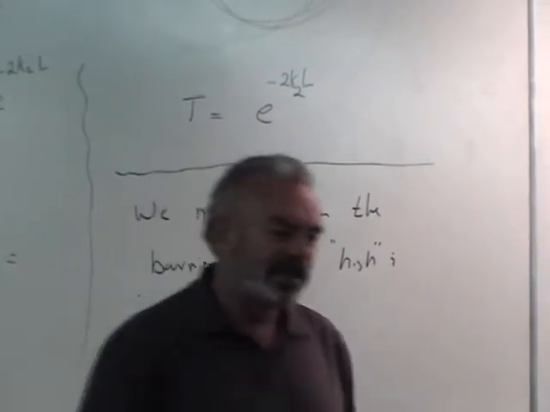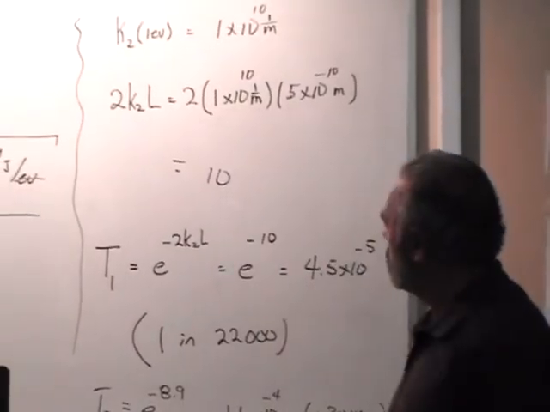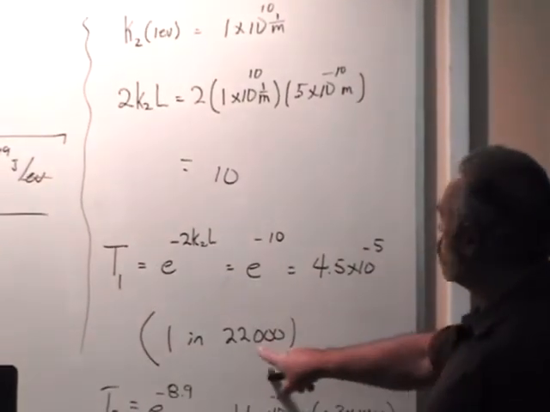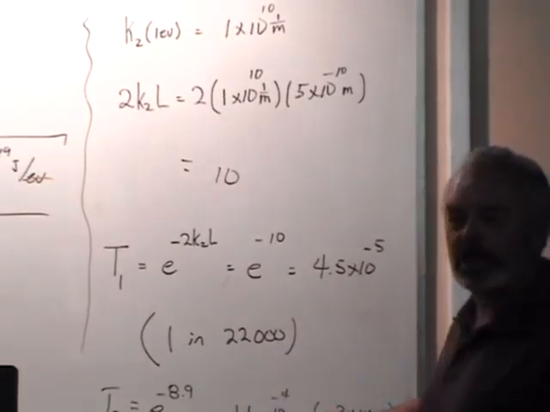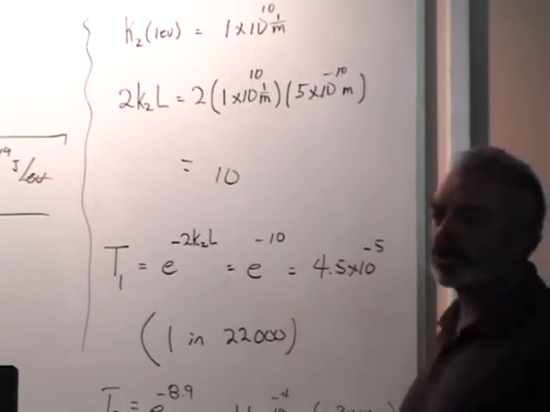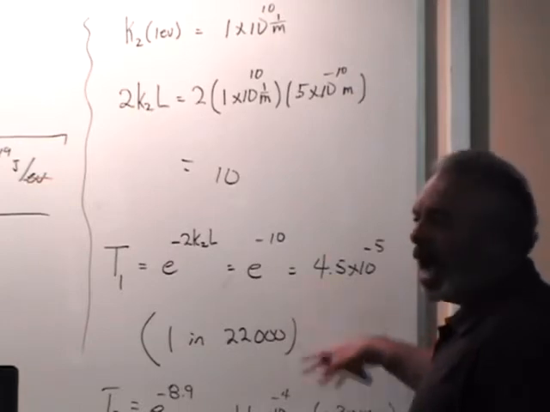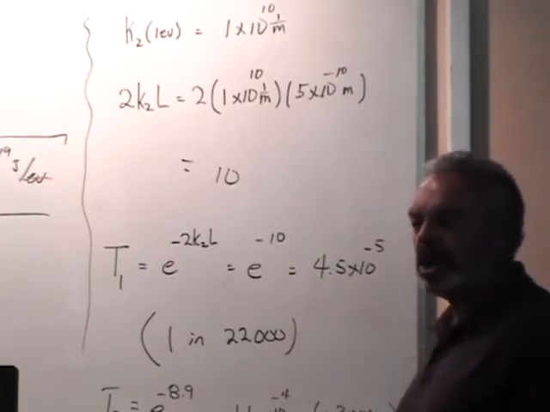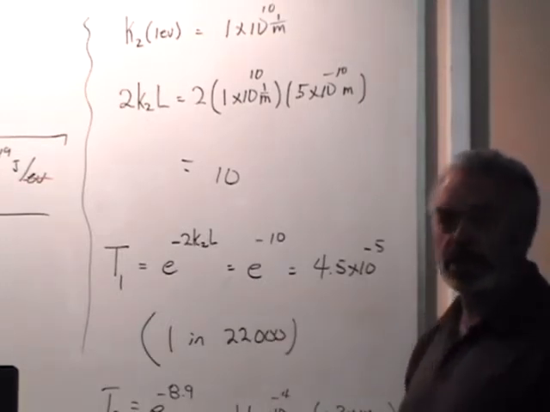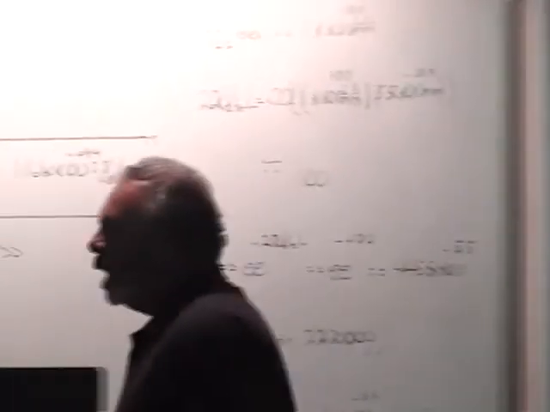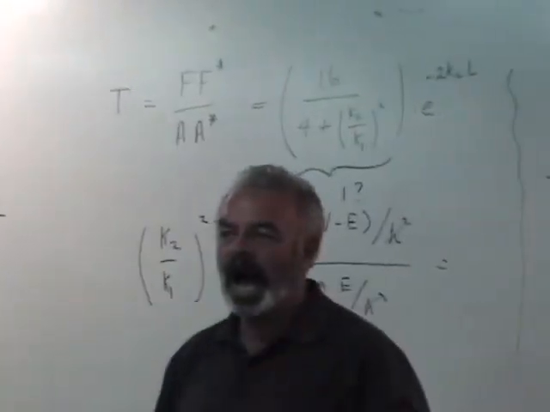You're not Physics 1 students, but what the Physics 1 students would say is that 1 in 22,000 get through here, 1 in about 7,000 get through here. They would just tell me what the answers are. You compare the answers and say, double the height of the energy, it doesn't change the results very much. Double the width of the barrier dramatically changes the results. Therefore, tunneling problems depend far more on width of barrier than height of barrier.